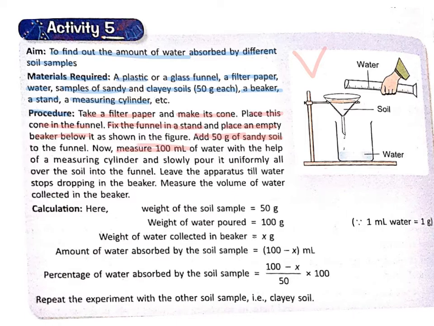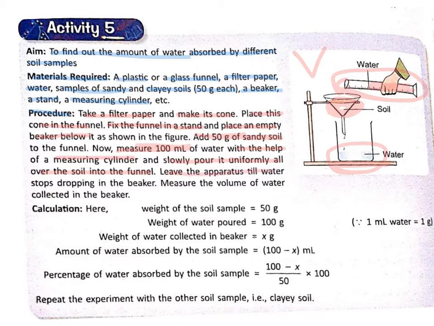Now measure 100 ml water. So this is the measuring cylinder, and in this we have to measure 100 ml of water, and slowly pour it uniformly all over the soil into the funnel. The idea behind this activity is, we measure the water, that is 100 ml initially, pour this water in the funnel, collect it here, and then measure the amount of water which we got. Subtracting it will give you an idea of how much water is inside the soil.